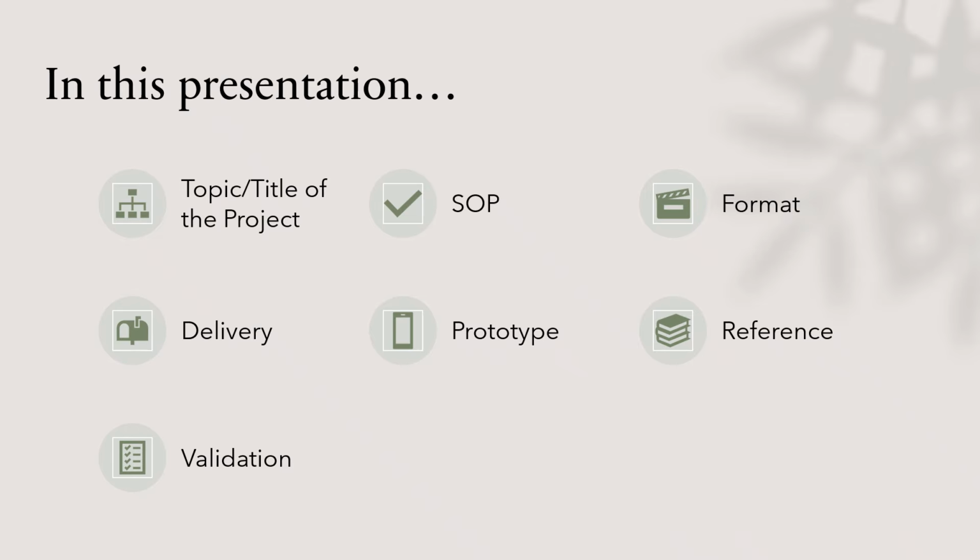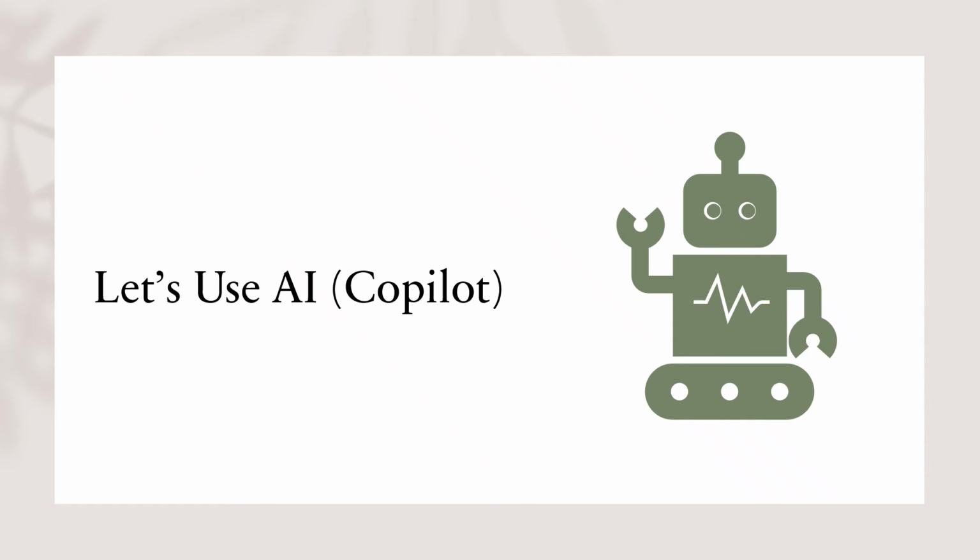First one would be the topic or the title of the project. We're going to work out the SOP, then the format of the instrument, the delivery, the prototype of the instrument, the reference, and then the validation. At this juncture, we're going to use AI, which is Copilot, in order for us to expedite the process of how to create a research instrument for your research project.